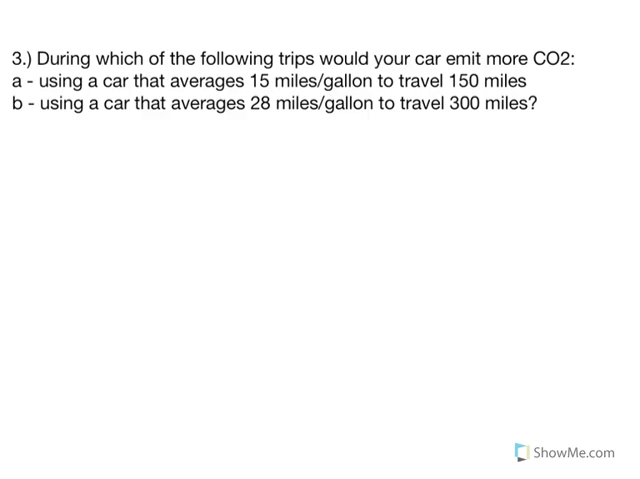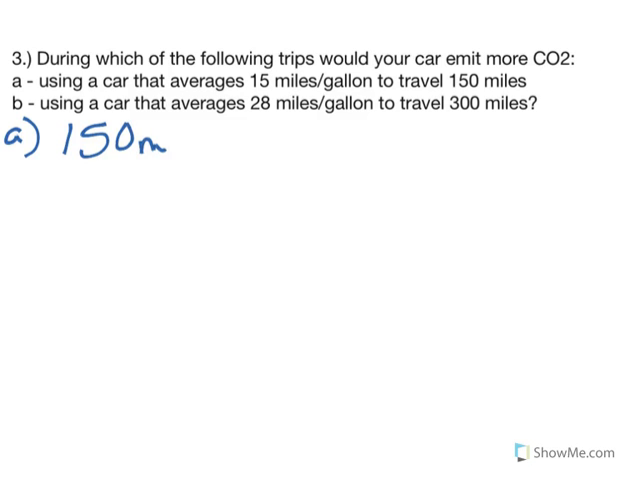All right. Number 3, during which of the following trips would your car emit more CO2? Using a car that averages 15 miles a gallon to travel 150 miles, or using a car that averages 28 miles a gallon to travel 300 miles. Okay, I did not leave myself extra room. Shocker. Okay, part A. I know that I'm going 150 miles.